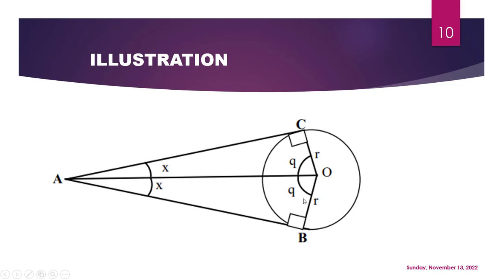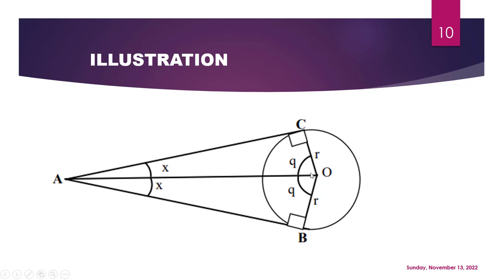Alright. We also made mention of another property. We state that the line joining the external point to the center of the circle bisects the angle formed by the two radii and the tangents. So the two radii here are radius OC and radius OB.